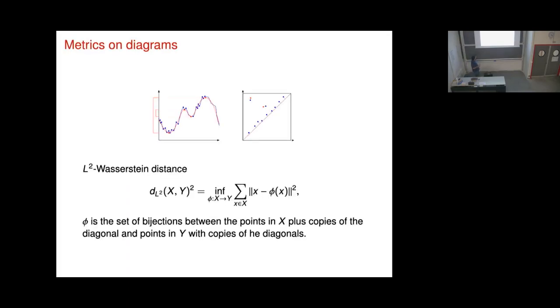So let me give you an example. You have the red curve and the blue curve. This turns into the red persistence diagram and the blue persistence diagram. And then you can measure distances between them by doing some type of transport map. And the reason why we give the diagonal infinite multiplicity is that if you can't map from a red point to the blue, you just map it to the diagonal. Okay?